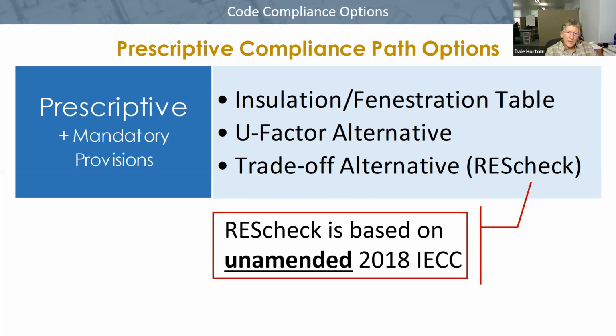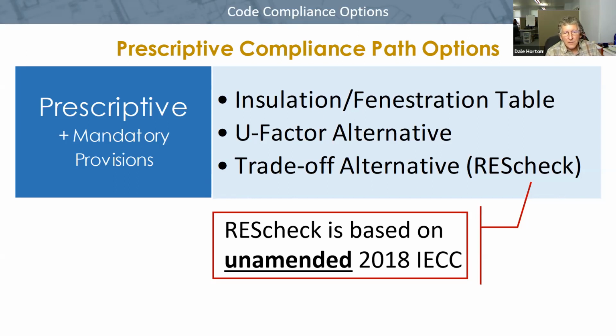And then there's also a trade-off alternative. In a trade-off alternative, let's say you've got very efficient windows and you want to skimp on insulation somewhere else in the building. Well, you can trade off the energy efficiency of those choices with the trade-off alternative. And the trade-off alternative is easily accomplished using software called REScheck, which is Department of Energy software that I'll also talk about in a minute. So REScheck is software that you can use to, in an orderly way, go through the code requirements, especially the envelope requirements, if you're interested in trading off alternatives.